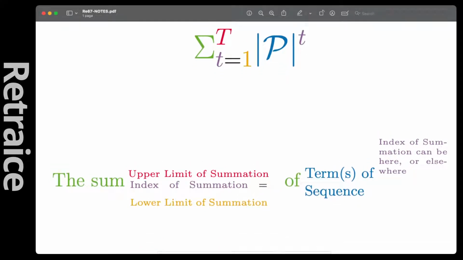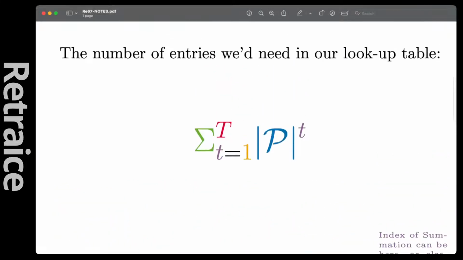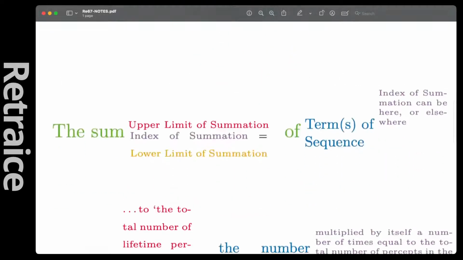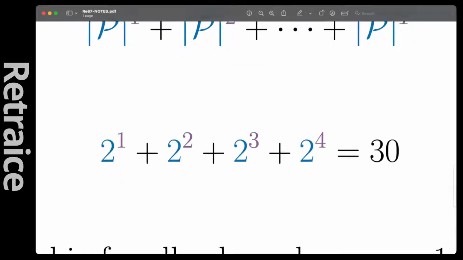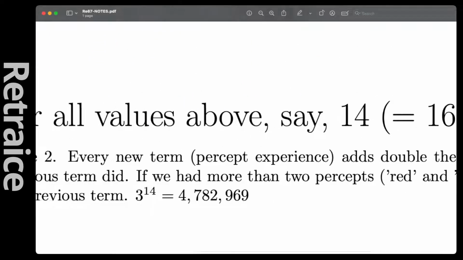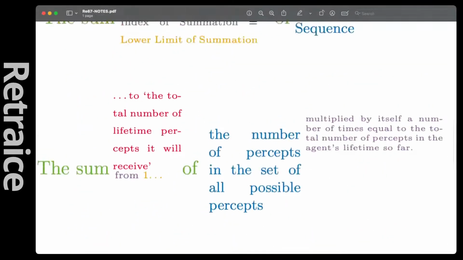Well, first let's try and use summation notation lingo to describe, and just to reiterate, when we evaluate this expression, when we plug in the numbers that we know, when we unfold it or expand it and finally resolve it to a number like 30 or like 16,000 or 4,782,000, blah, blah, blah. When we do that, what do we have?